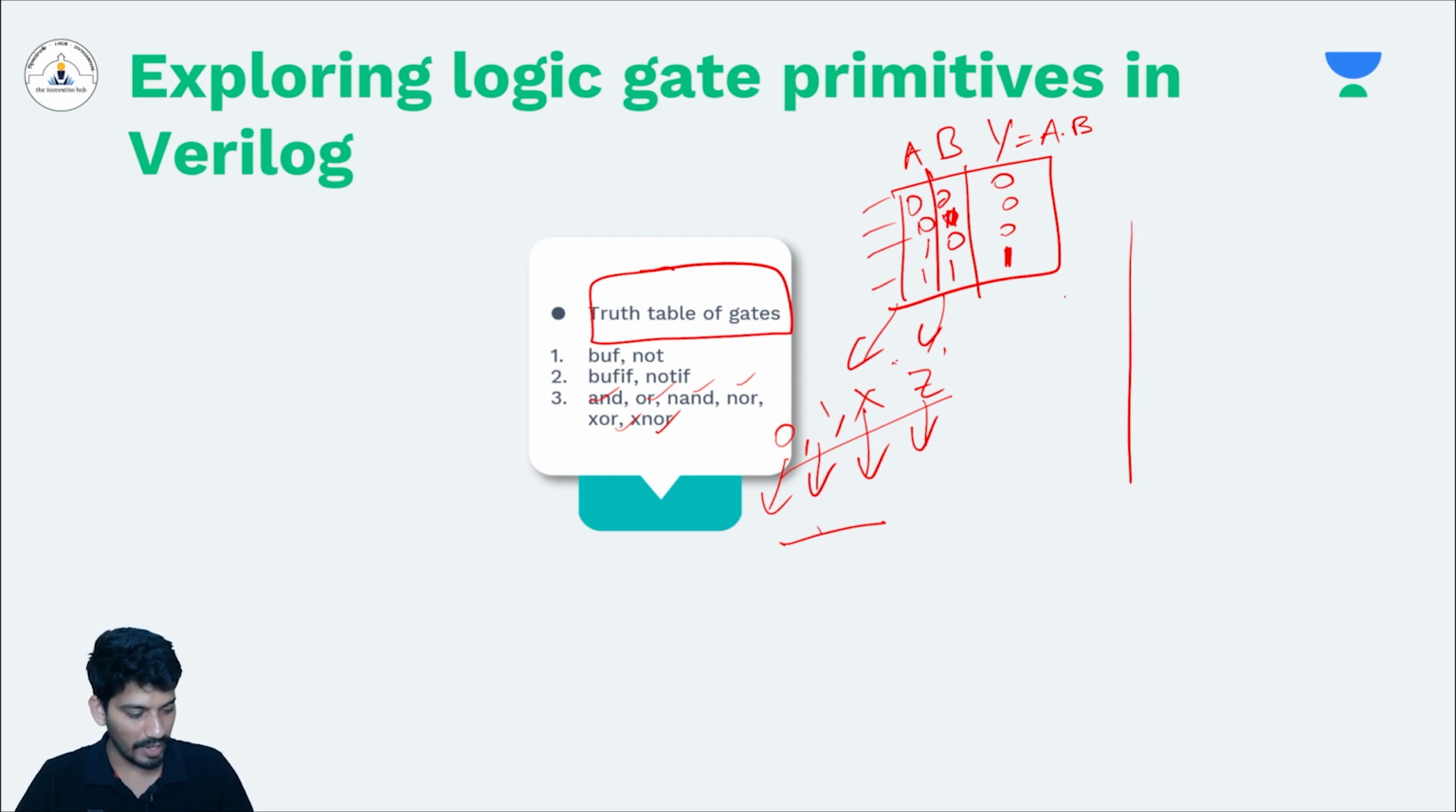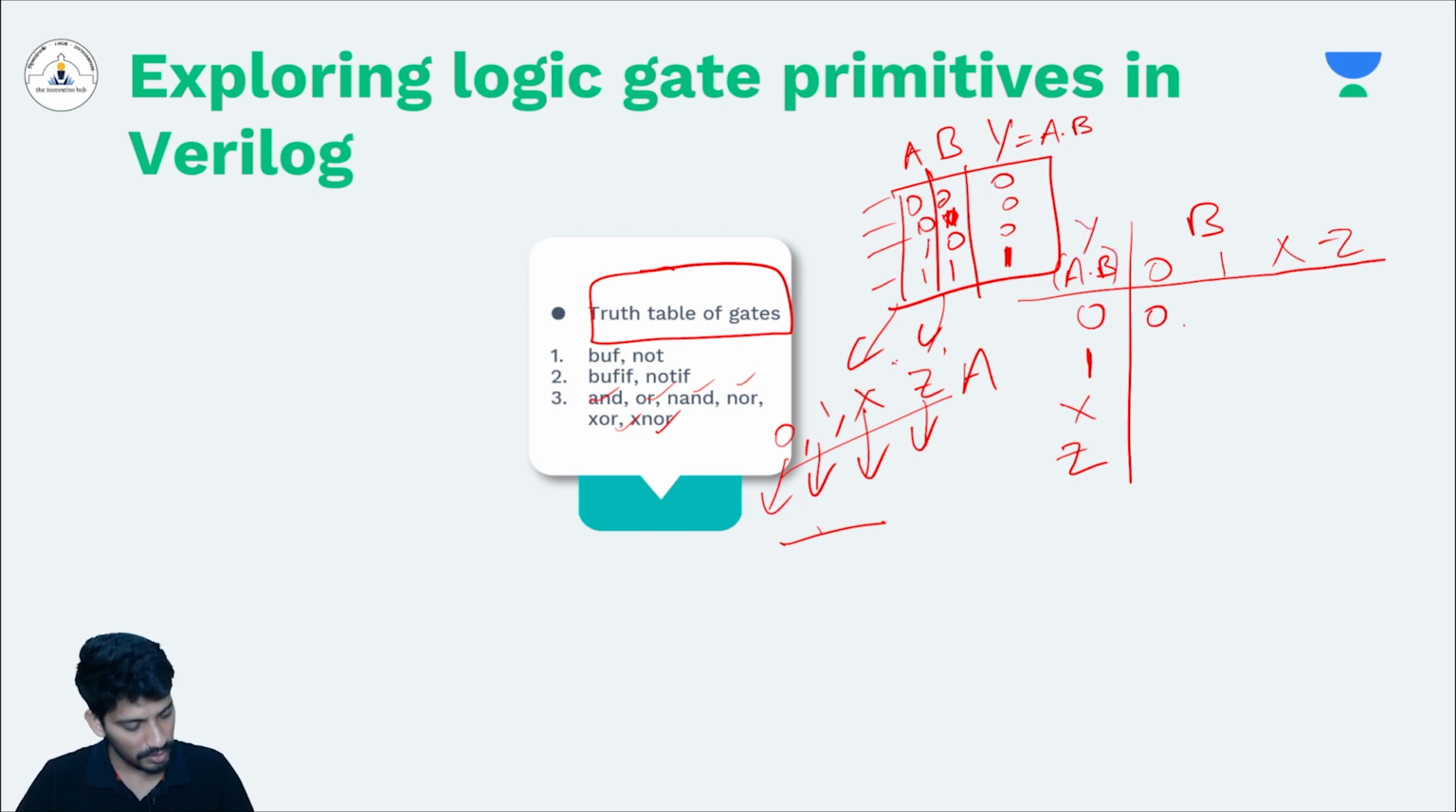Let's take an example of the AND gate. Let's take two inputs A and B. A can have four different values: 0, 1, X, and Z. And B also can have four different values: 0, 1, X, and Z. So I want a function of A dot B. This is my Y. So 0 dot 0 will be 0, right? And 0 dot 1 will again be 0, and 0 dot X will be 0, and 0 dot Z will be 0.